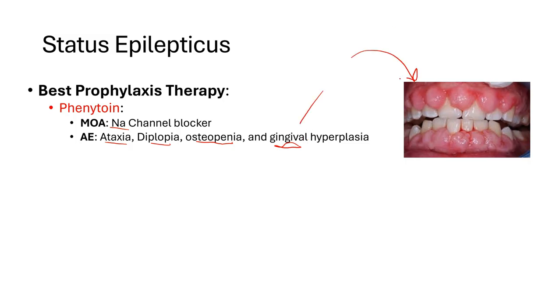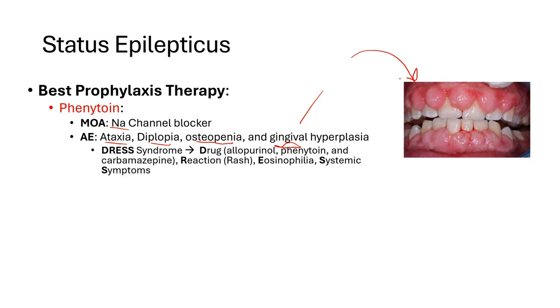You may also get a very, very rare syndrome known as DRESS syndrome, where D stands for drugs. The drugs that can cause this are allopurinol, phenytoin, and carbamazepine. R is your drug reaction, so you get a rash. E stands for eosinophilia, and S stands for systemic symptoms.